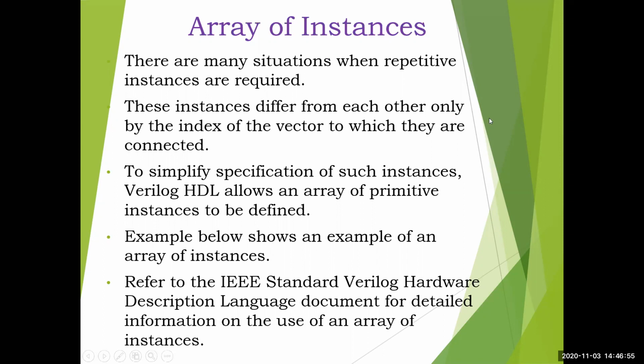These instances differ from each other only by the index of the vector to which they are connected. Only that is the difference, the rest is all the same. To simplify specification of such instances, Verilog HDL allows an array of primitive instances to be defined. So the Verilog library supports an array of primitive instances. That means a gate also can be instantiated as an array. Earlier you have seen vectors, where variables can be an array or vector. Now gates also can be made an array. We will have an example below to show this array of instances.